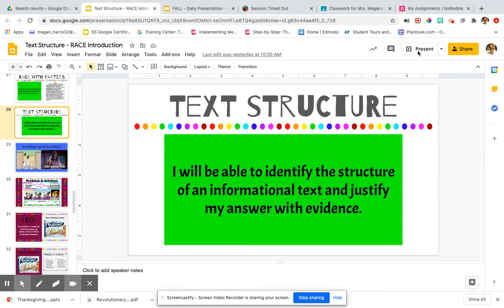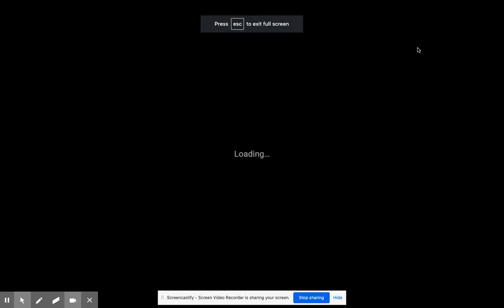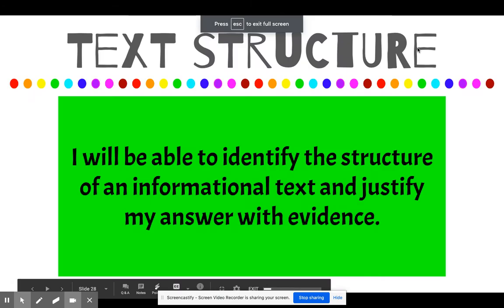Hi, kiddos. What we are going to work on today is reviewing our text structure, but we're also really working on being able to understand our text structures using RAP. Okay, so remember, this is our goal. This is what we're going to work on until Thanksgiving.